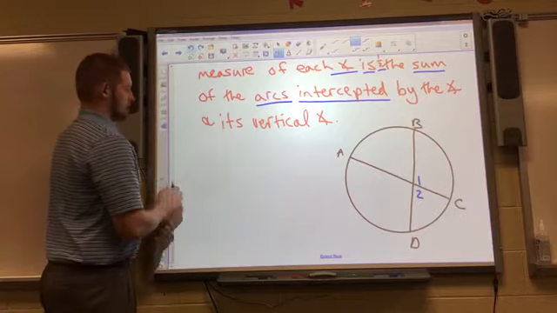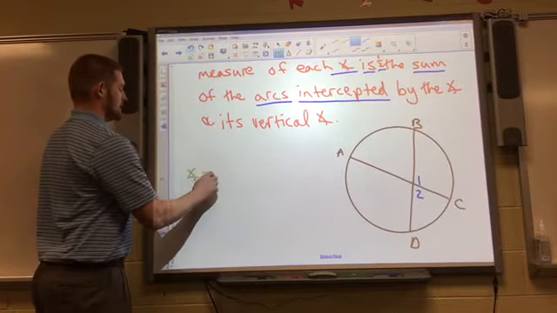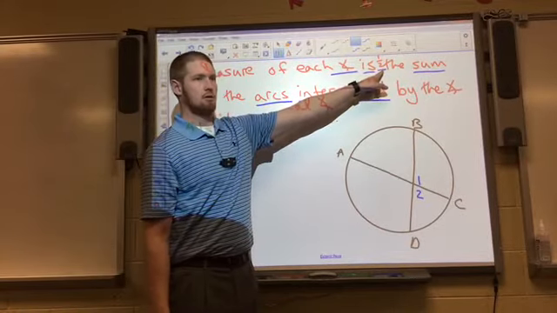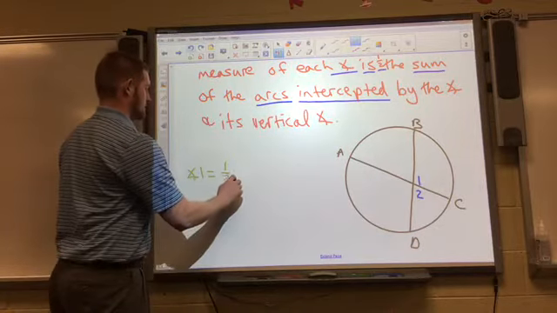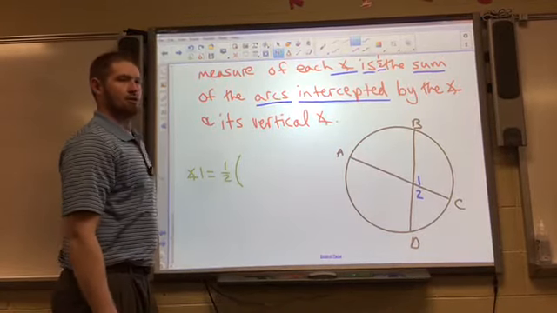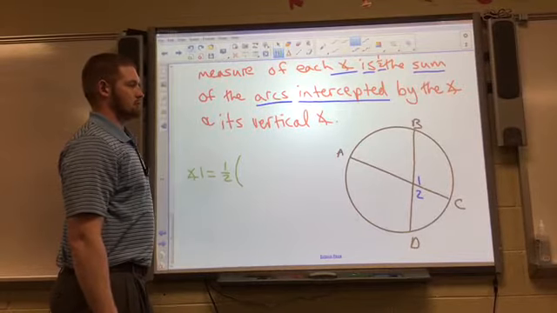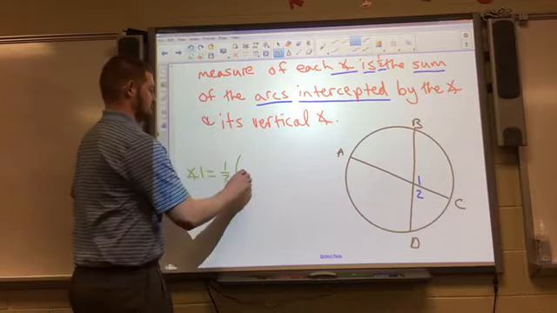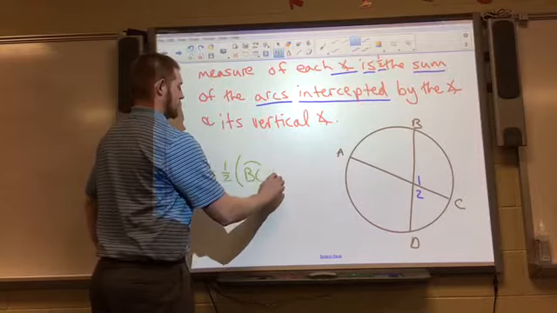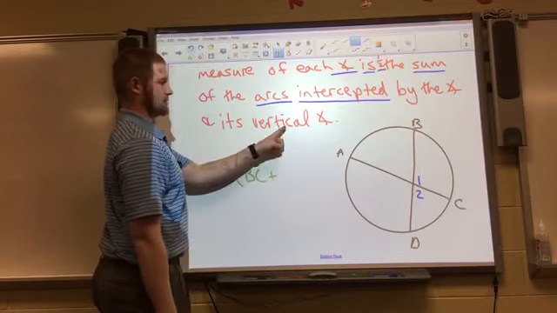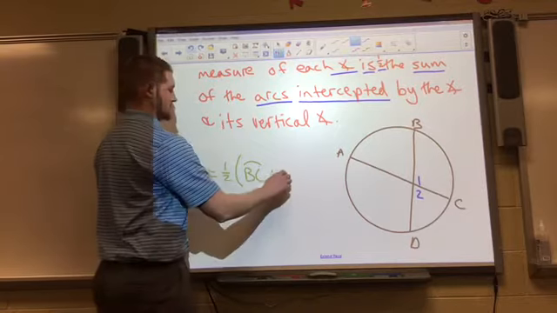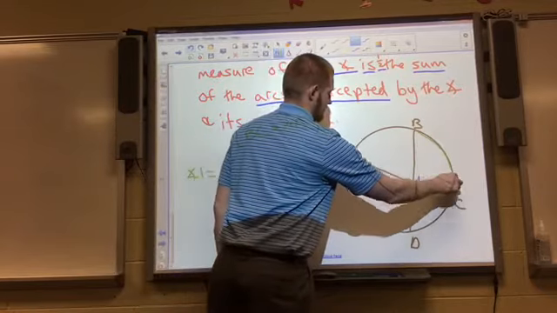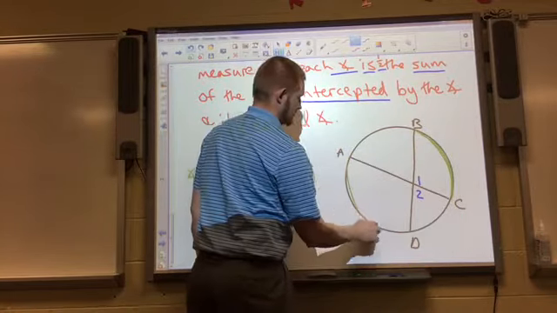So, our angle, we'll do angle 1, is 1/2 the sum of which two arcs? So which arc is intercepted by angle 1? BC, so it's half of BC plus the intercepted arc of the vertical angle, which is AD. Okay, so it's going to be half of its arc and the arc of the vertical angle.